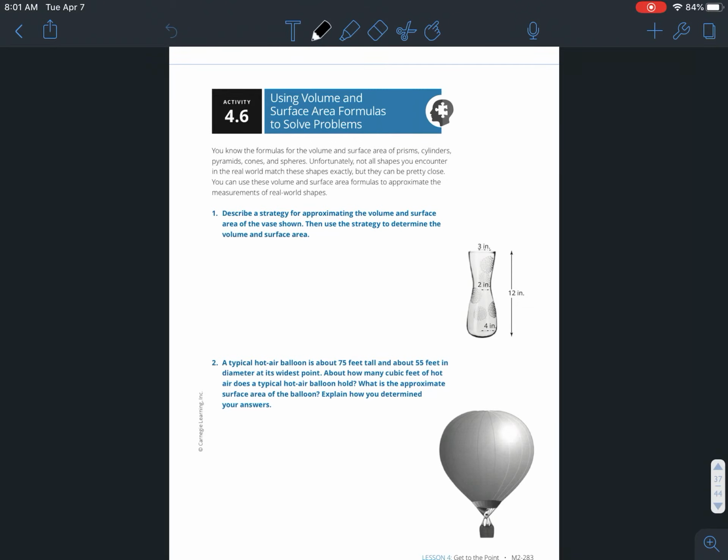Good morning, guys. Today we're going to work on activity 4.6, using volume and surface area formulas to solve problems. Let me just double check my listing here, but I believe that is all we're going to do today on the video. I'm going to have you guys have a worksheet that will practice on total surface area and lateral surface area. So it should be a pretty quick video.